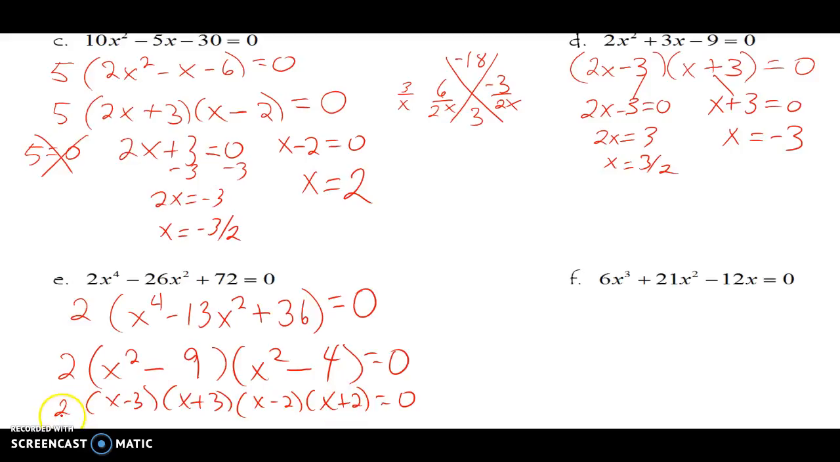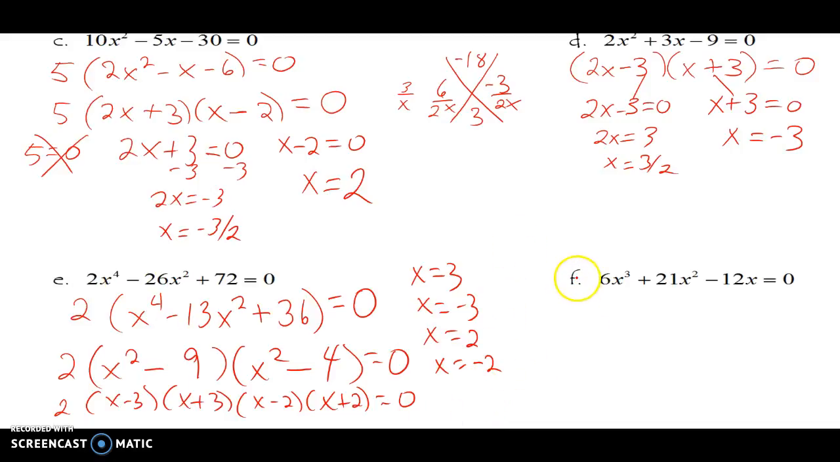2 equals 0 is not true. This would equal 0 when x equals 3. The next factor would equal 0 when x is negative 3. This one would equal 0 when x is 2. And this factor would equal 0 when x is negative 2. So here's an example of a 4th degree, with 4 different answers.